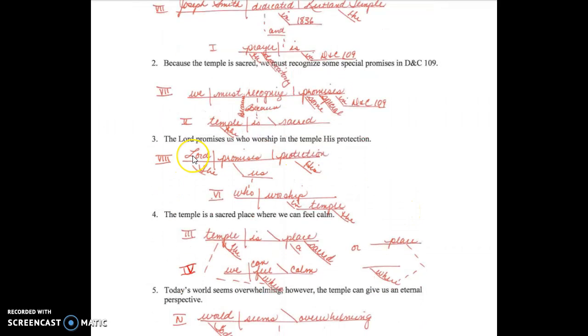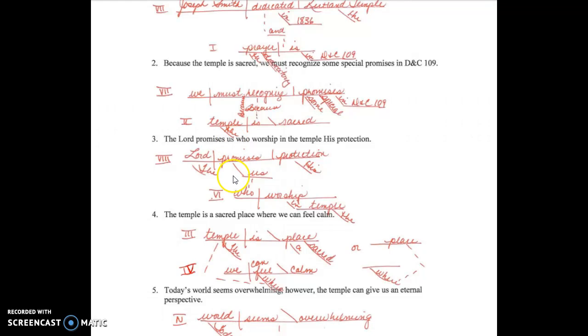Number 3, we have our main clause, Lord promises, subject, verb, promises what? A lot of you missed this because of the clause that's in the middle. We have us who worship in the temple. So if you reconstruct this sentence, cut out this clause for a minute and reorganize things. The Lord promises his protection to us.